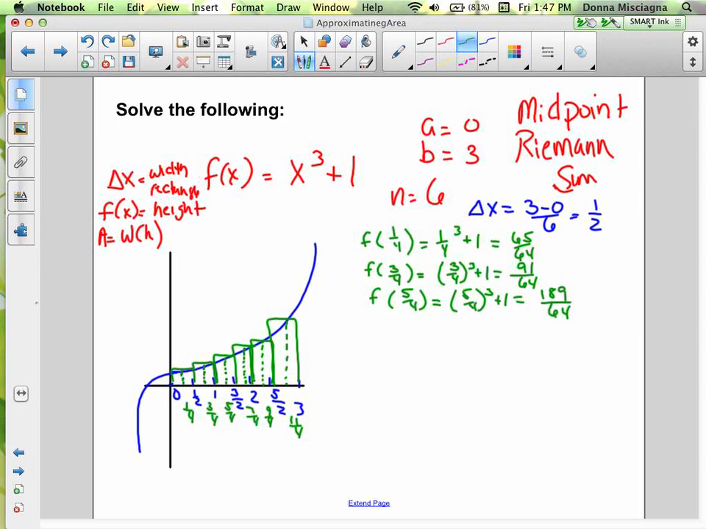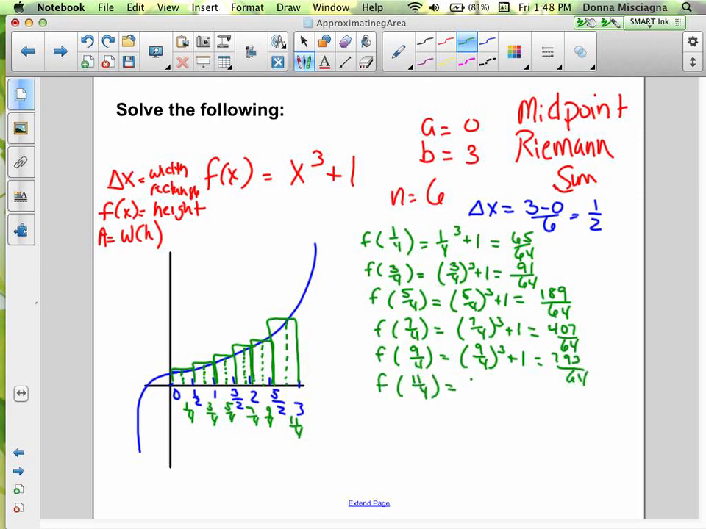64ths. And then f of 7/4 would be 7/4 cubed. So that's going to be 343, plus another 64, 407 64ths. And then almost done. F of 9/4. 9/4 cubed plus 1. I think 9 cubed is 729 plus 64, 793 64ths. And then 11/4. I don't know what 11 cubed is.